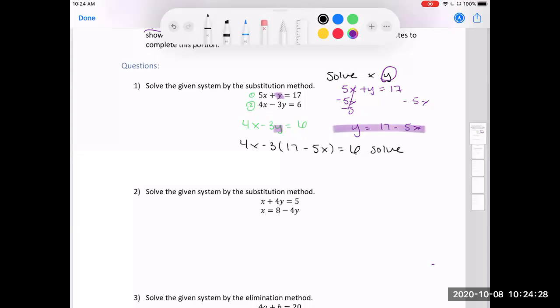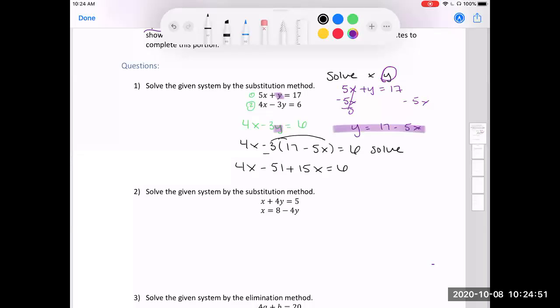From there, we solve. Notice that we no longer have any y's. They're all x's. Okay, now we need to distribute that negative 3 so that I have 4x minus 17 times 3, 51. And then a negative times a negative, negative 3 times negative 5x, positive 15x.